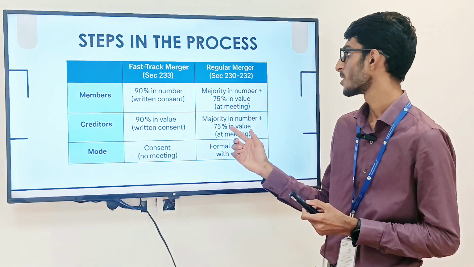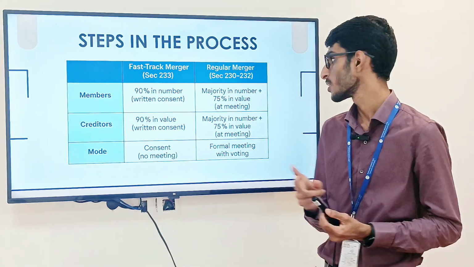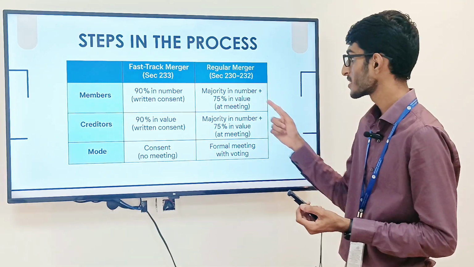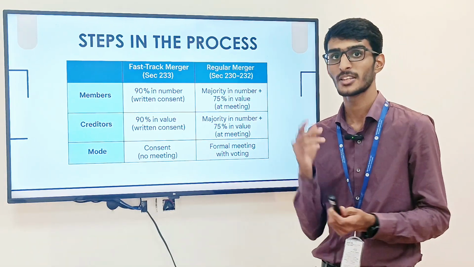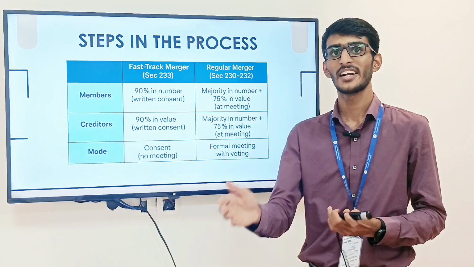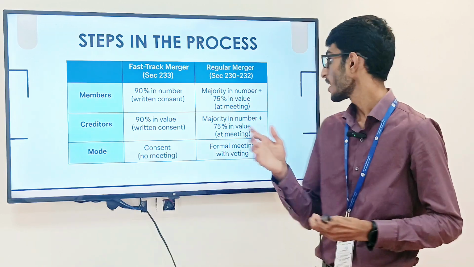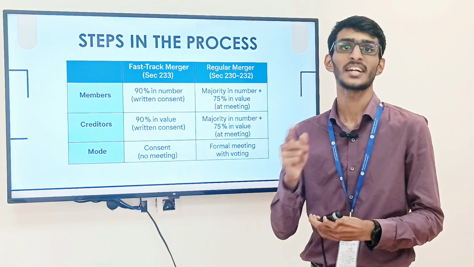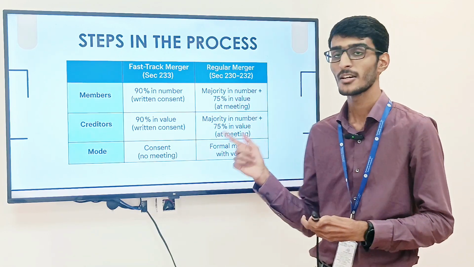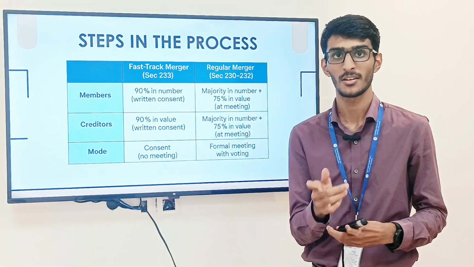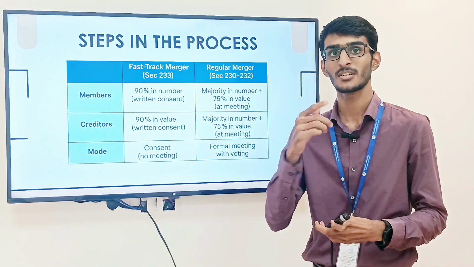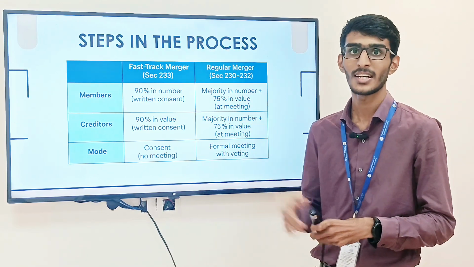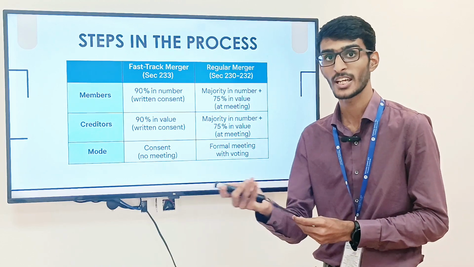If it's a regular merger, then we need dual approval, which is the majority in number as well as 75% in value, which means more than 50% of the people in number. Let's say there are 200 people in the company, but only 100 at the meeting. Out of the 100, the majority number is 51, not 50, because that is the majority. So at least 51 people should agree that the process of the merger can move forward.